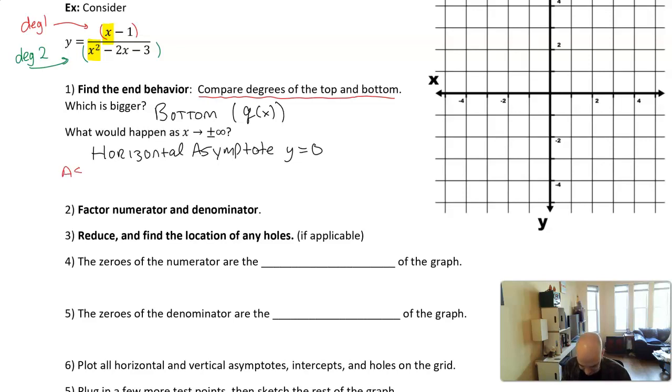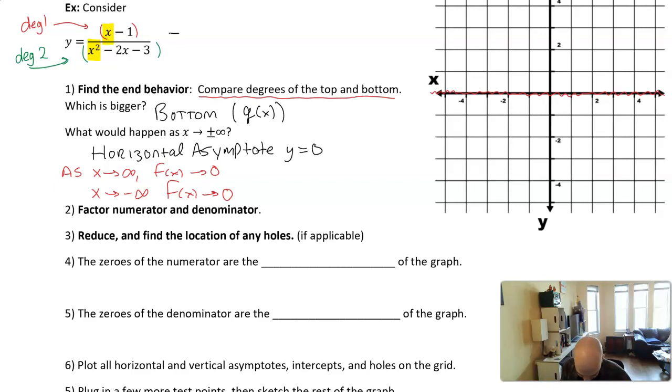We can also use the notation. We say as x approaches infinity, f of x should approach 0, and as x approaches negative infinity, that's the left end, f of x should also approach 0. So just to remind us about that notation. And we can go ahead and put that on the graph. You can do a dotted line. I'm going to do a little squiggly line so it's a little easier to see. There's my horizontal asymptote. The next step in graphing a rational function is factoring all the numerators and denominators.